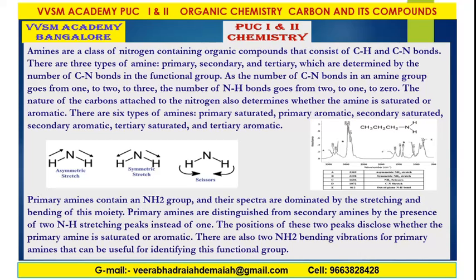Primary amines contain an NH2 group and the spectra are dominated by the stretching and bending of this moiety. Primary amines are distinguished from secondary amines by the presence of two NH stretching peaks instead of one. The positions of these two peaks disclose whether the primary amine is saturated or aromatic. There are also amino bending vibrations for primary amines that can be useful for identifying the functional group. These are higher chemistry. For now, let us focus on the CN bonds and the NH bonds.